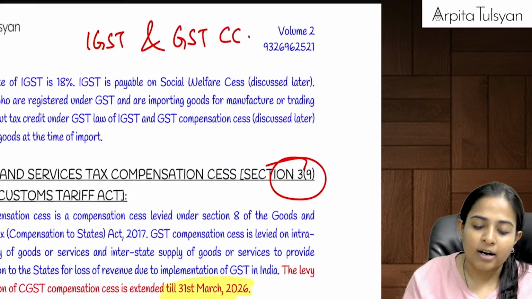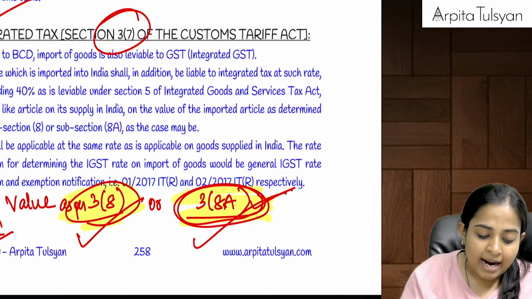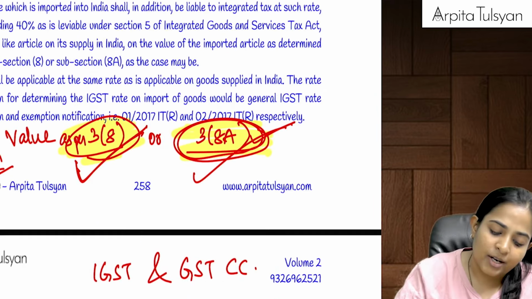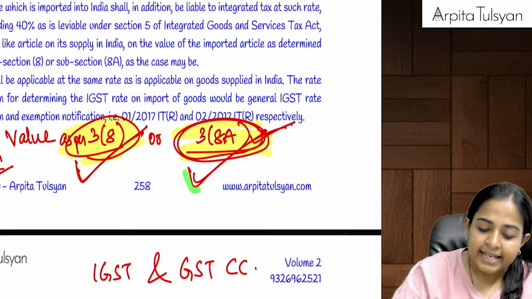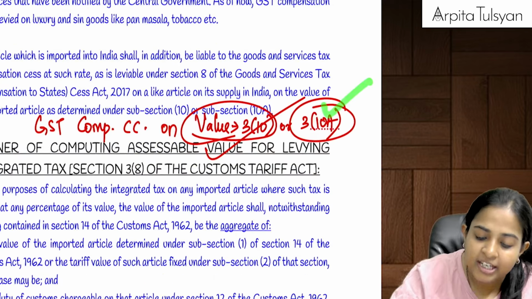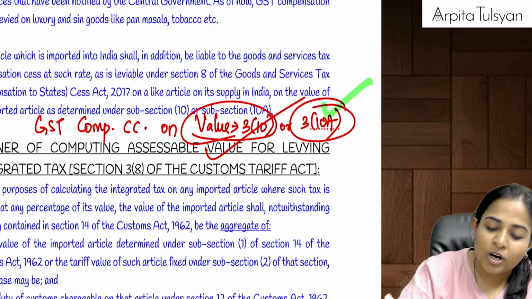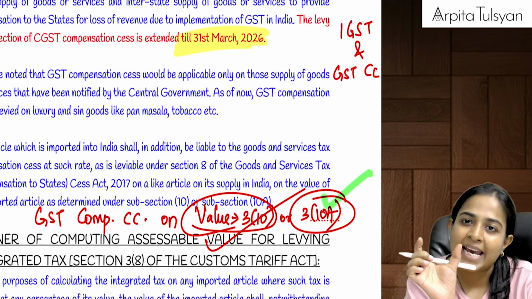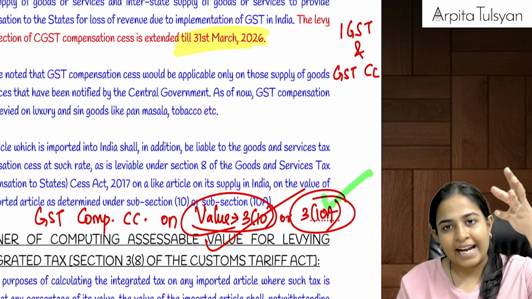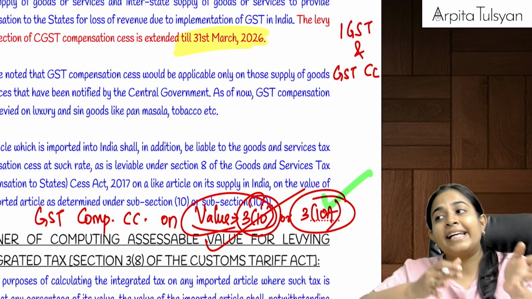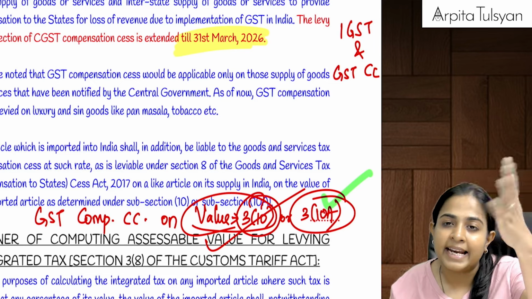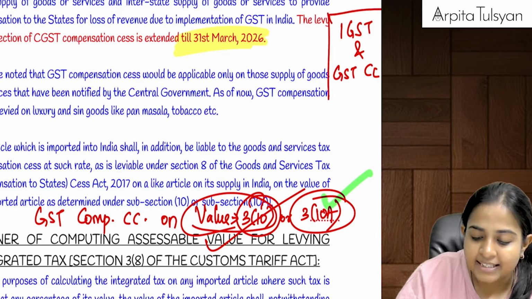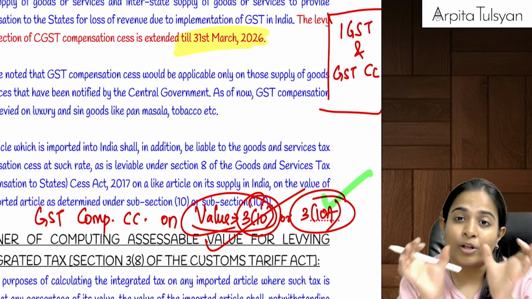For your simplicity, let me tell you, the calculation under 3.8 and the calculation under 3.10 is the same. Similarly, the calculation under 3.8a and under 3.10a is the same. Everyone, are you with me? Yes. So can we conclude that IGST and GST compensation cess are leviable on the same value? That value can be as per 3.8 or 3.10. In case of warehouse goods, that value can be as per 3.8a or 3.10a. So always remember, IGST and GST compensation cess are always calculated on the same value.